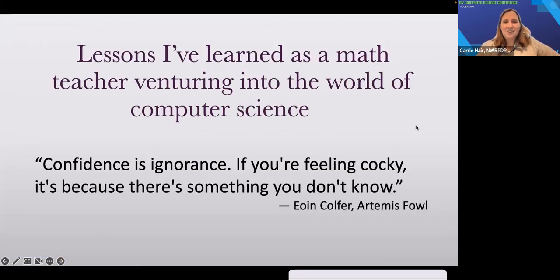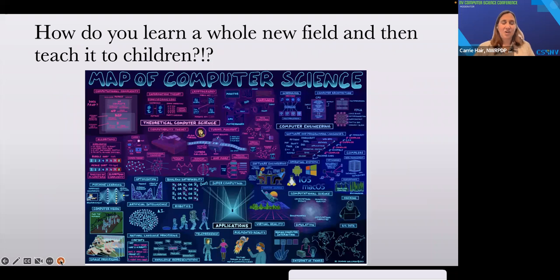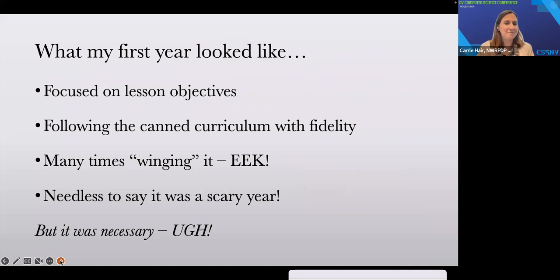All right, so lessons I've learned as a math teacher venturing into the world of computer science. This is one of my favorite quotes from one of my favorite books, Artemis Fowl. Confidence is ignorance. If you're feeling cocky, it's because there's something you don't know. And boy, was that true my first year teaching computer science. All right, so in my mind, computer science was programming, but it's not. And I learned that in the summer workshop I took right before I taught it for the first time. And there's a lot. How do you learn a whole new field and then teach it to children? And so here's what my first year looked like.